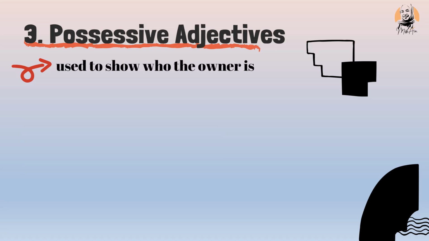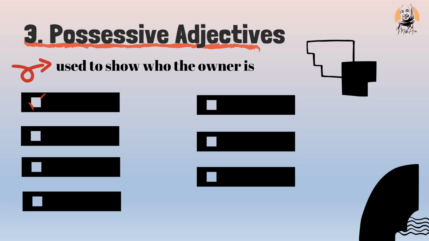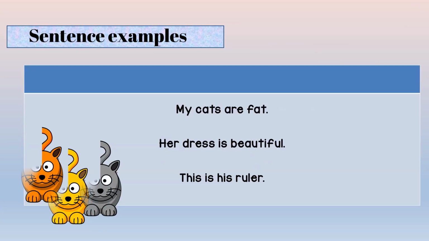This is commonly used to show who the owner is. Okay, the words like my, your, his, her, its, our, and their. Let's look at the examples. My cats are fat. There are actually 2 adjectives there. The first one is descriptive, which is fat. But now I want you to identify the possessive adjective. Yes, my cat. Whose cat? Siapa punya? So, my cats.